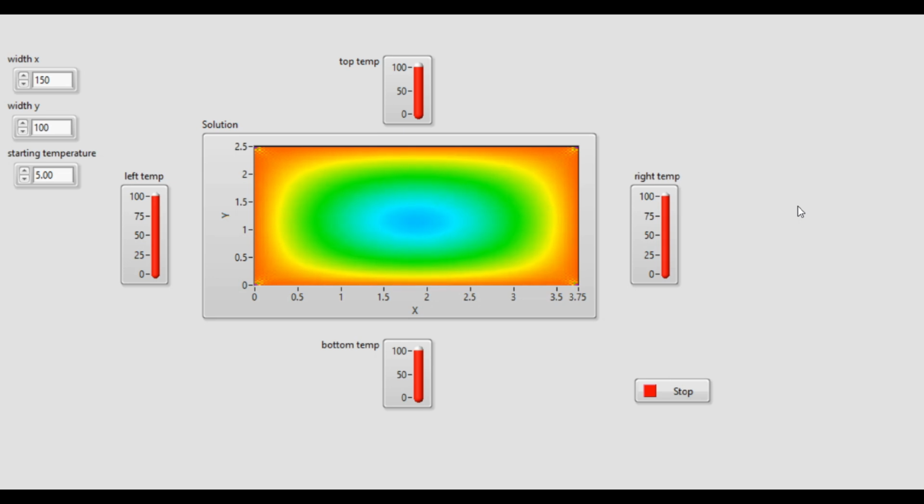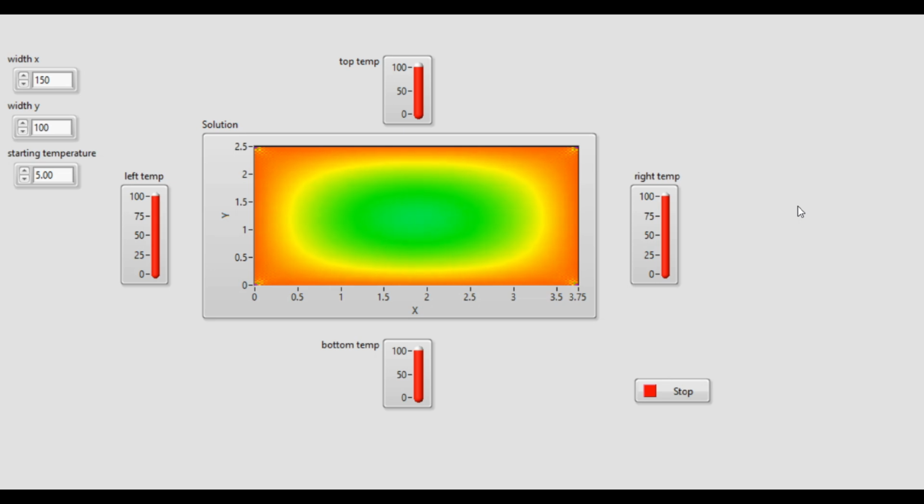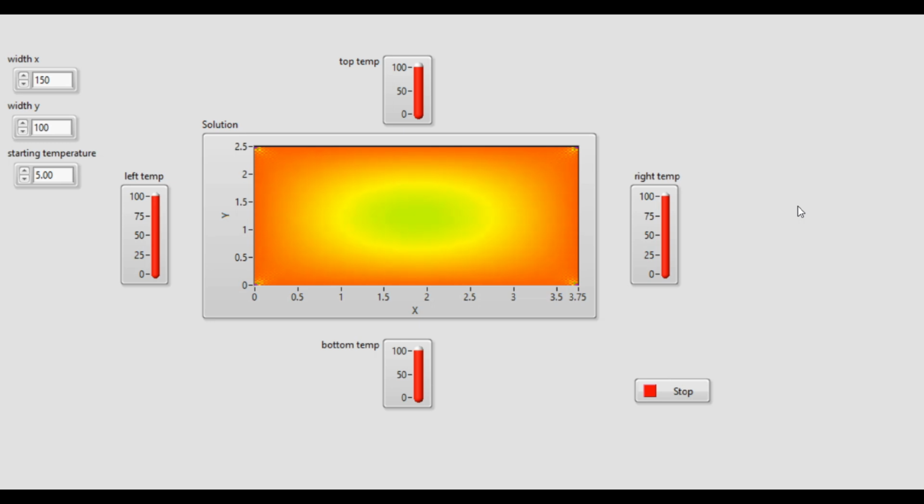2. Heat flow. Heat will begin to spread from the top and left sides toward the center of the plate. At the same time, the cooler sides will absorb some of this heat, causing their temperatures to rise gradually. 3. Steady state. Over time, the temperature across the plate will start to stabilize. The center of the plate will reach a balanced temperature, somewhere between the highest and lowest applied temperatures.